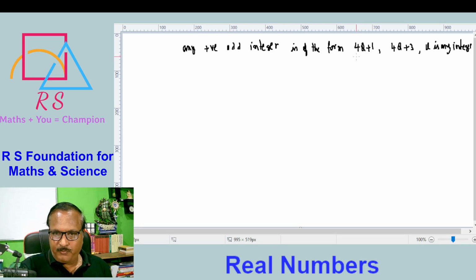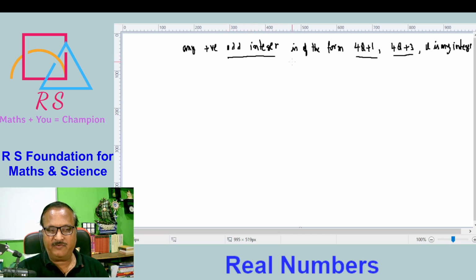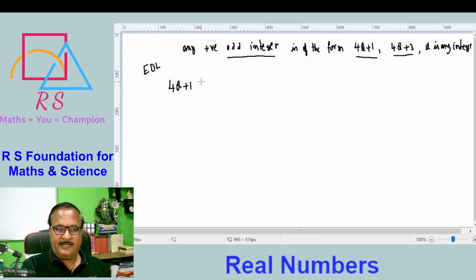Now 4q plus 1 and 4q plus 3 is the form of an odd integer, that is what we have to prove. So this 4q plus 1 and 4q plus 3 is always an odd integer for any q. q is any integer. So now here, if you understand 4q plus 1, it is in the form of EDL, Euclid's division lemma. q is quotient, 1 is remainder, 4 is divisor.